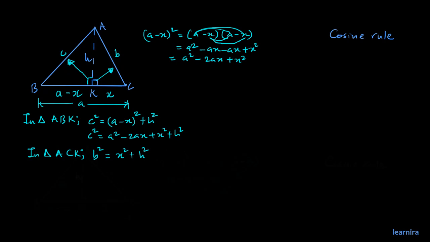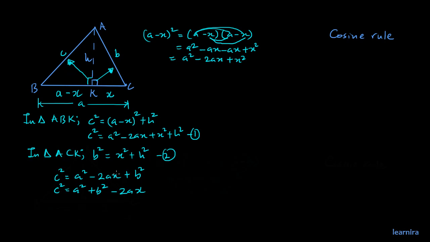Now if you look at this, let's say this is equation 1 and this is equation 2. Since we have x squared plus h squared here, and here we also have x squared plus h squared, we can just substitute b squared for x squared plus h squared in equation 1, and this will give c squared equal to a squared minus 2ax plus b squared. This b squared is representing the x squared plus h squared that we have in equation 1. So we can rearrange this as a squared plus b squared minus 2ax.